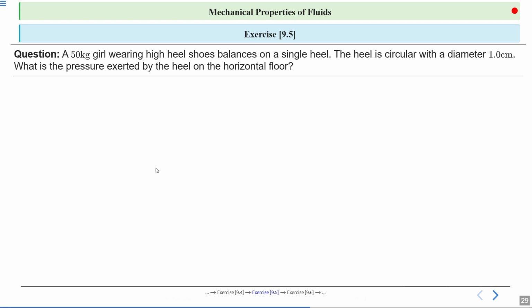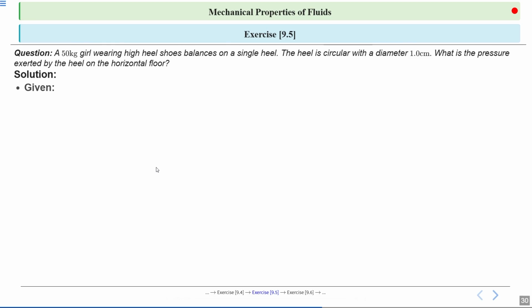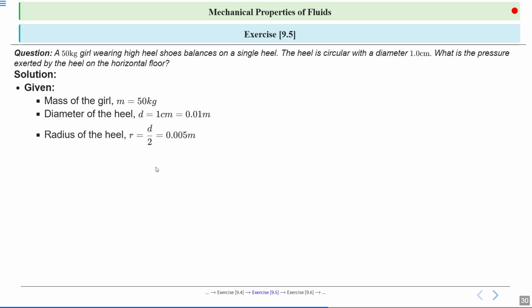9.5. A 50 kg girl wearing high heel shoes balances on a single heel. The heel is circular with a diameter of 1.0 centimeter. What is the pressure exerted by the heel on the horizontal floor? Now, let's see the solution. Let's start by listing what information we have. Mass of the girl, 50 kg. Diameter of the heel, d equal to 1 centimeter, and here we need to convert it into meters, so it will be 0.01 meter. Radius of the heel, r equal to d by 2, is equal to 0.005 meter.